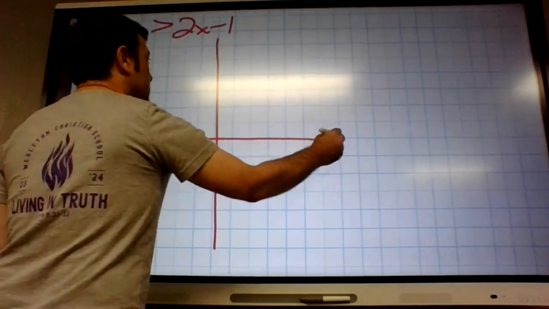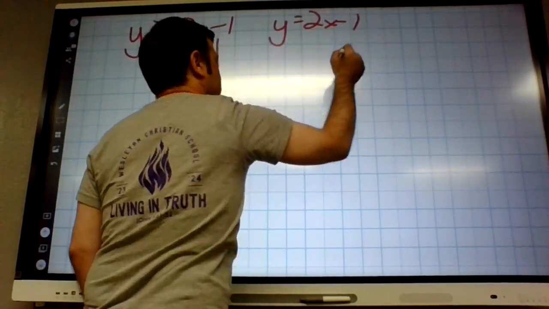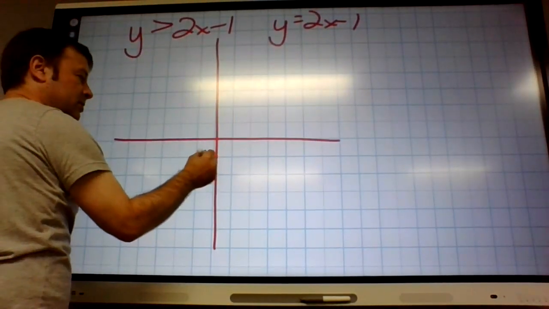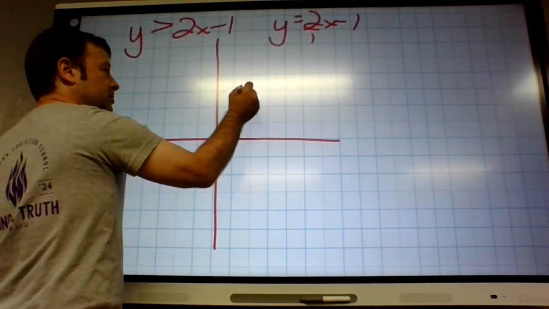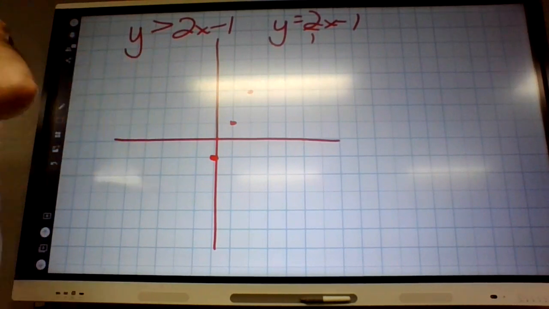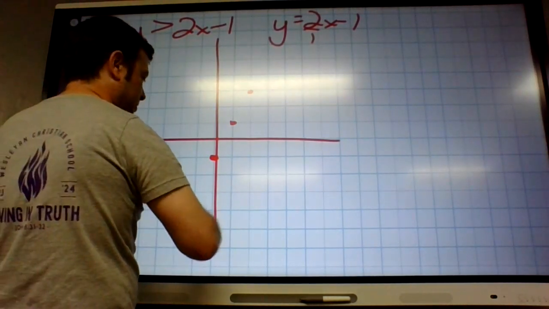2 over 1. So you graph it like it's the equation y equals 2x minus 1. You start down 1, go up 2 and right 1, up 2, right 1. Okay, but it's a greater than, so see if you guys remember, is this going to be a solid or dashed line? Dashed.